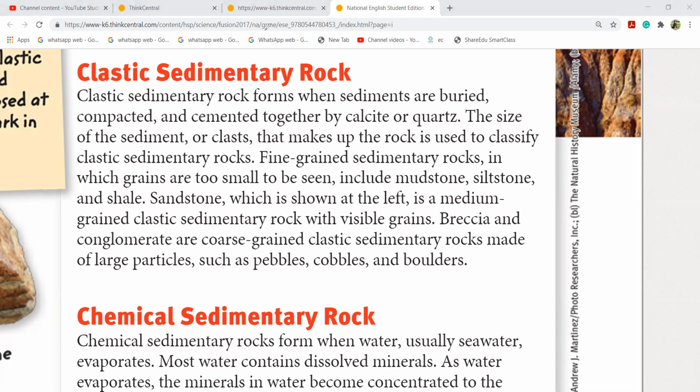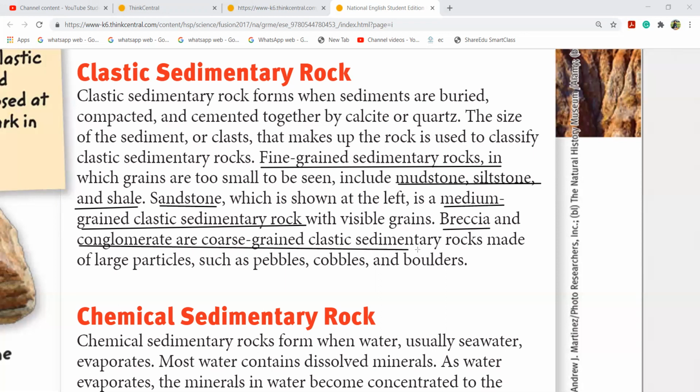Highlight this part: usually in this clastic one, you have fine grained sedimentary rocks. The examples are mudstone, siltstone, and shale. Sandstone is an example, but it is a medium grain clastic sedimentary rock. It is not fine grain. Then we have breccia and conglomerate. They are coarse grain clastic sedimentary rocks. Conglomerate means, girls, like pebbles, cobbles, boulders.